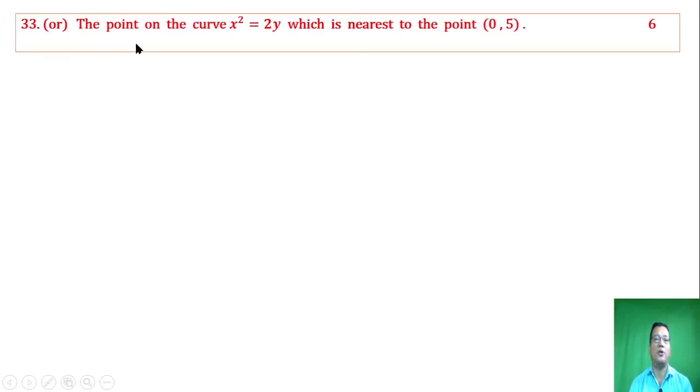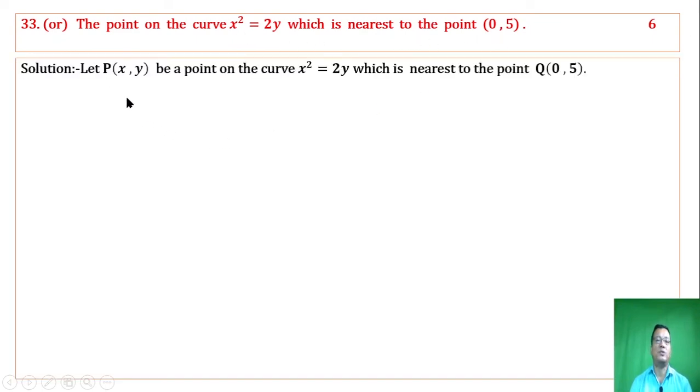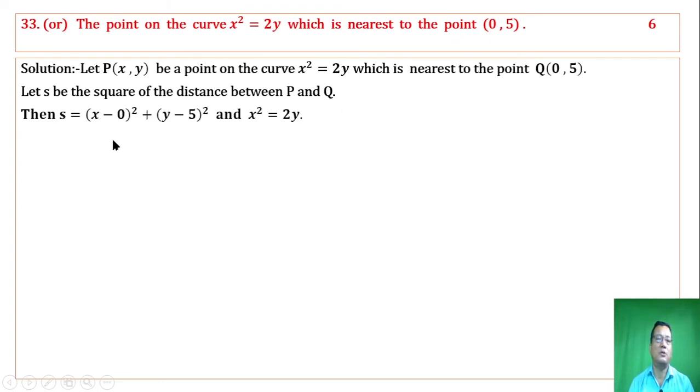33. Or, find the point on the curve x square equal to twice y, which is nearest to the given point. Let P(x, y) be a point on the curve, which is nearest to the point Q. Let S be the square of the distance between P and Q. Then S equals, using the distance formula between P and Q, this, and also the coordinates of this point will satisfy this equation, that is x square equal to twice y.